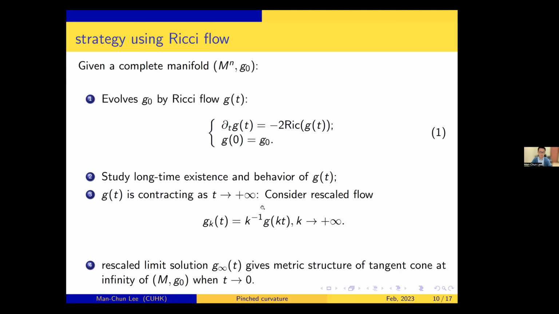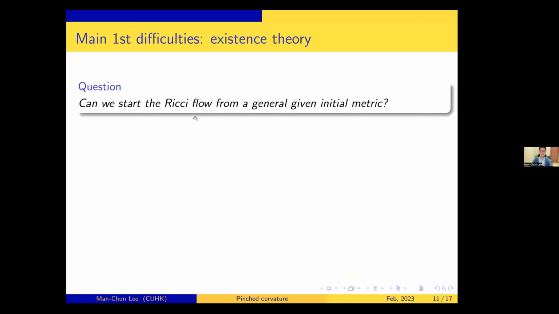So this is roughly the strategy, but of course this is very rough. You can see a lot of problems right now. For instance, the first part is not even clear: can we even regularize the manifold for general given initial data? This is already unclear, why you can do the regularization.